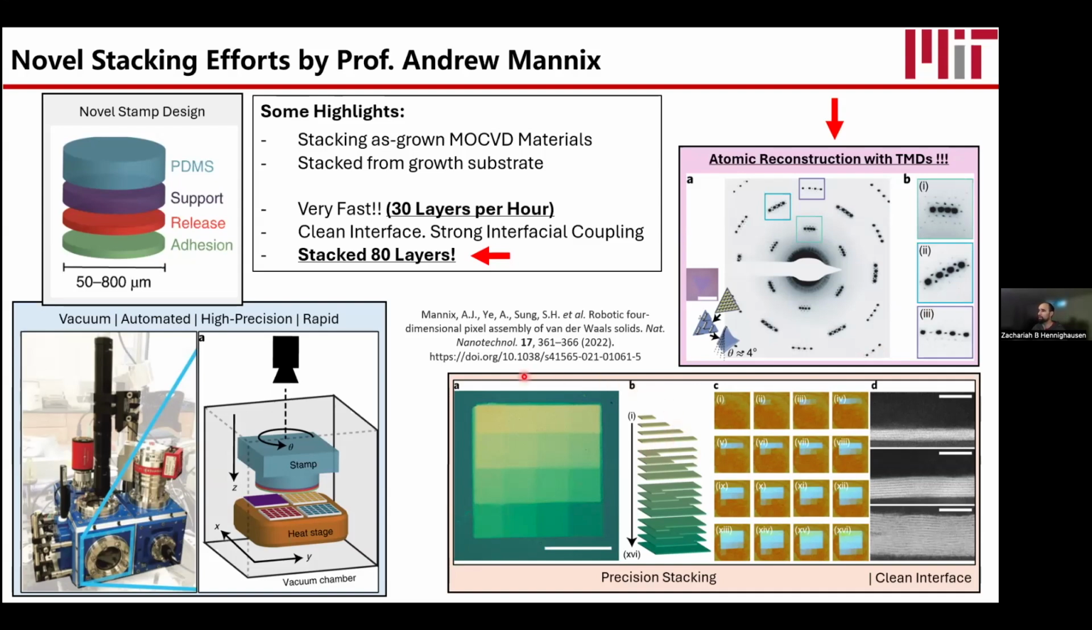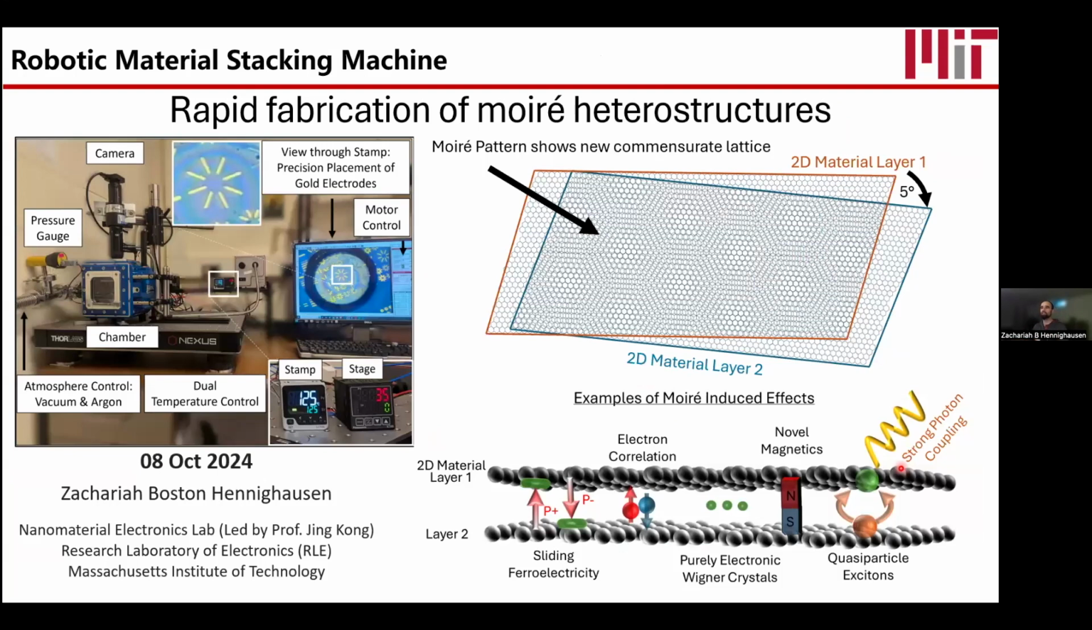Likewise, the precision of the setup was impressive as well, and you can see through these STEM images, cross-sectional, that it's a very clean interface. So 30 layers per hour, 80 layers, very clean. Again, our hero. And so we said, can we do this as well? But can we do it also for more materials? So this is sort of where the talk comes in.